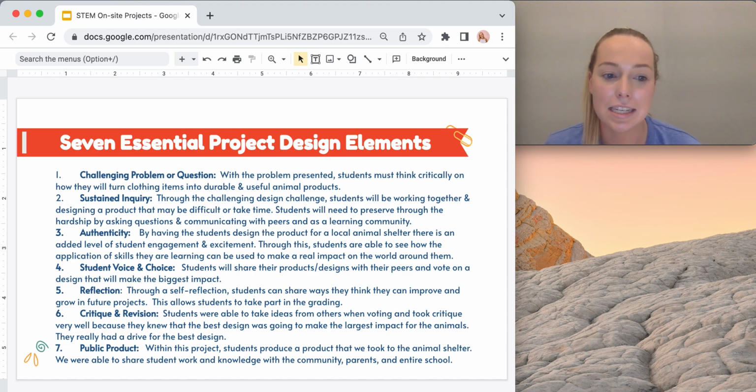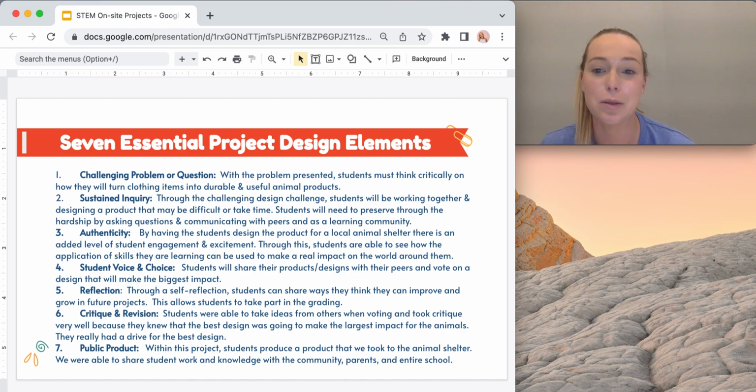And then the authenticity, because this was going to a local animal shelter, they were so pumped to be able to take this to some dogs and see. Anytime there's dogs involved, and cats, they were super pumped, and so they were really excited to be able to do that. And we had so many donations just because they were super excited about the project.